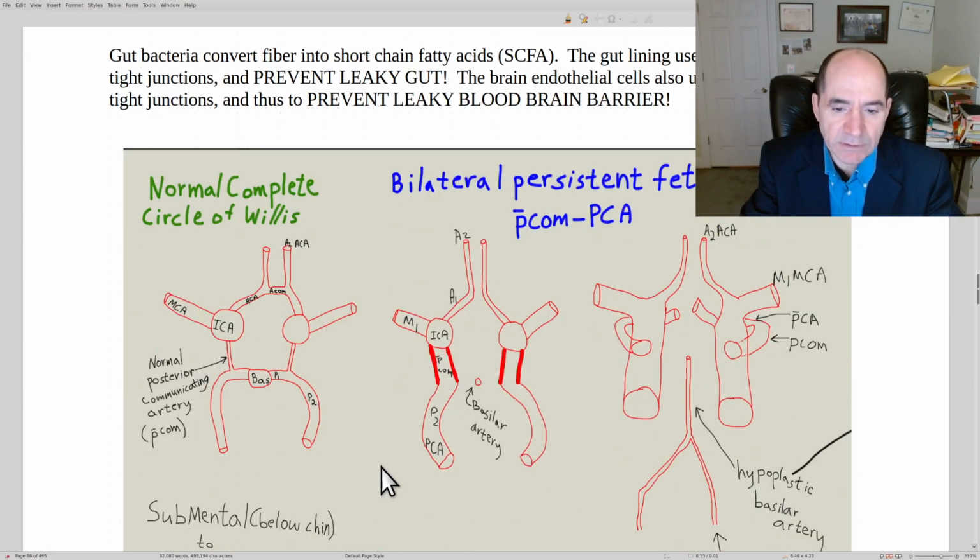The main thing that prevents leaky gut is the short chain fatty acids, and those are made from fiber. So fiber is wonderful. It not only prevents leaky gut, by preventing leaky gut, it also works on the blood-brain barrier, and it prevents leaky blood-brain barrier. So that's another reason why a plant-based diet will make you more intelligent, because you'll have a more intact gut barrier and blood-brain barrier.